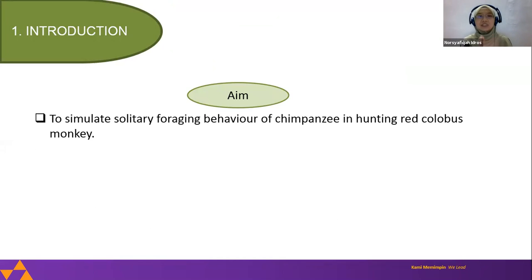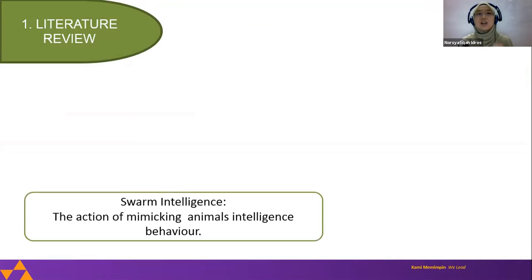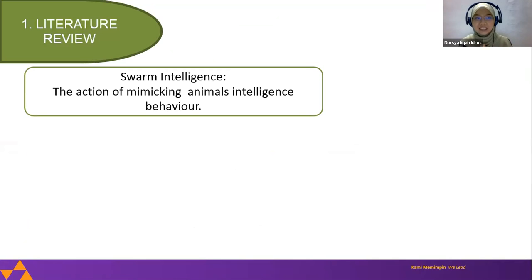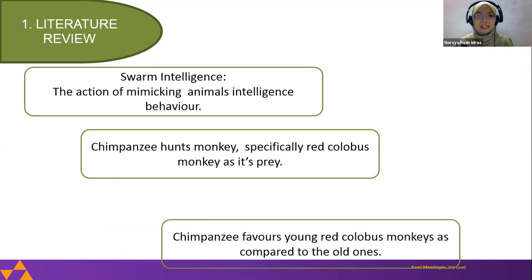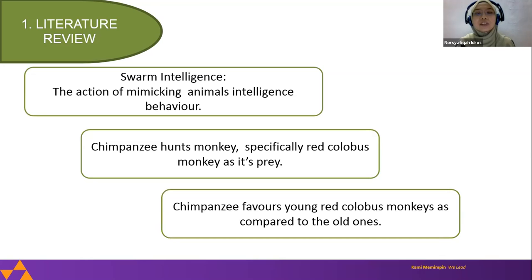Why did I choose to simulate this animal's behavior? This is because of the definition of swarm intelligence itself, which is the action of mimicking animals' intelligent behavior. The future of this modeling is to come up with a new algorithm which is capable of solving optimization problems. Chimpanzee hunts monkey, specifically red colobus monkey, as its prey. Note that chimpanzee favors young red colobus monkeys as compared to the old ones.